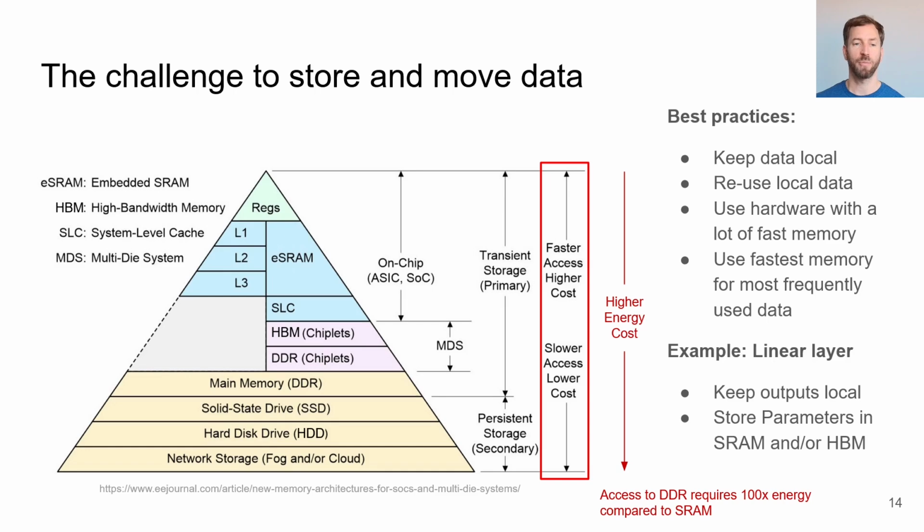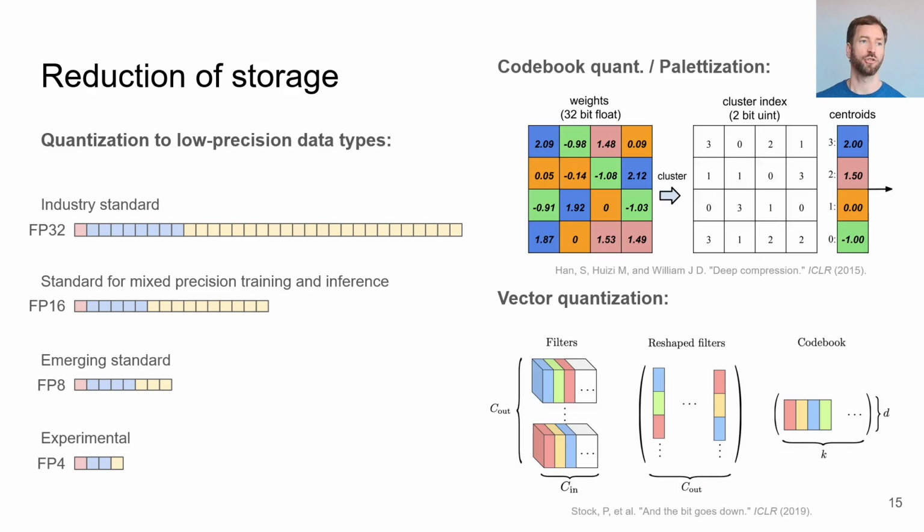So how can we mitigate that challenge? A way to reduce the storage is quantization. But there are different types of quantization. There's quantization to low precision data types. So here I depicted on the example of floating point data types some examples.